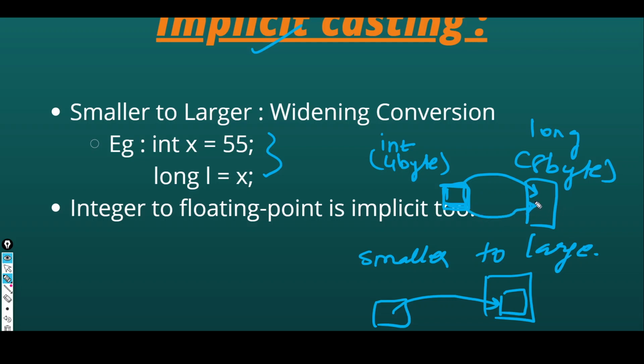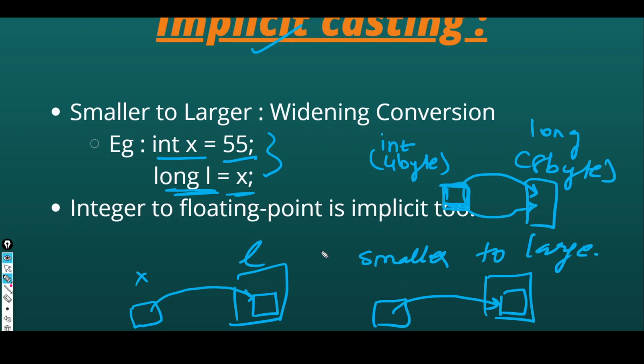So if this is going easily, if you can perform an action easily, there is no need to write any extra code. You can just say int x is equal to 55 and cast the value of x to long L. Since long L is a bigger container and x is a smaller container, you can store it easily. Just relate it to your real life scenario and it will be very easy. There is no extra code needed. So this is something called implicit typecasting.